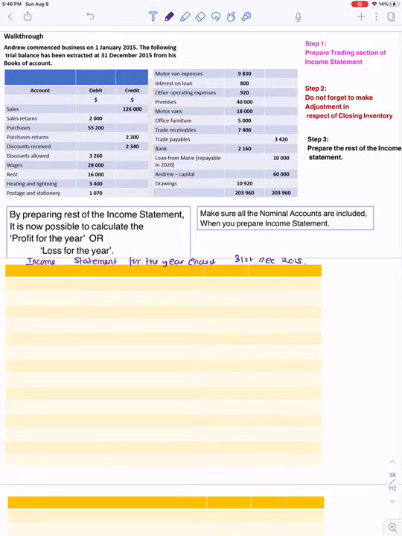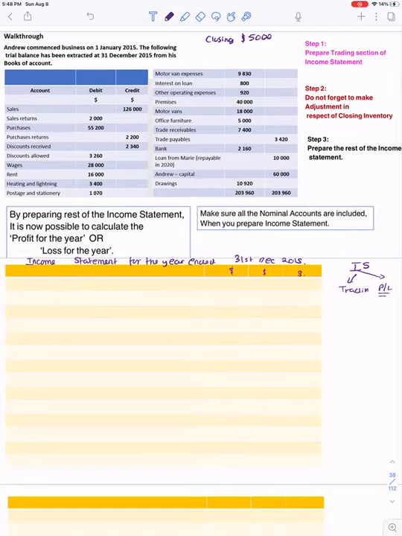In this sum, the closing inventory is $5,000. It is missing, so I am putting it over here. As we all know, our income statement is made up of two parts. The first part is the trading section, and the second part is the profit and loss section, which is also called an extension of our trading section. So let's start.